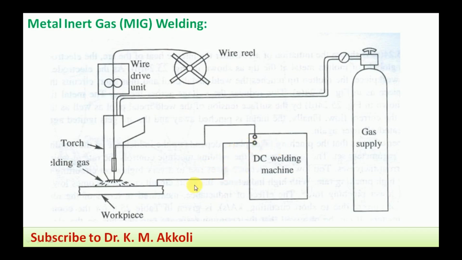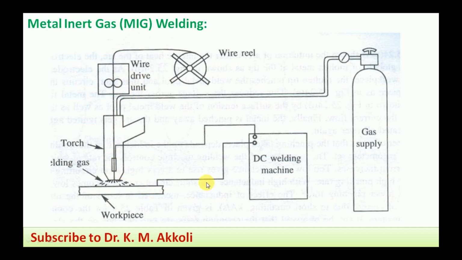Here again one pole of the electric circuit forms the workpiece, and the other pole is the electrode. There is a torch, and the metal inert gas is supplied from a separate tank through a control valve to the welding torch. The wire, which is the filler rod material, is also supplied automatically. A drive is provided to supply that filler rod.